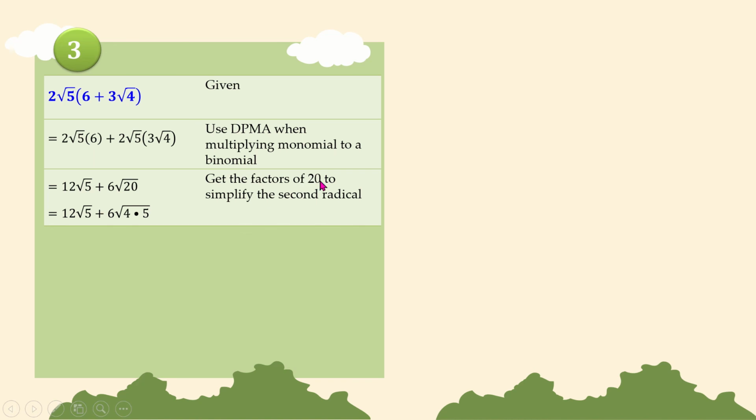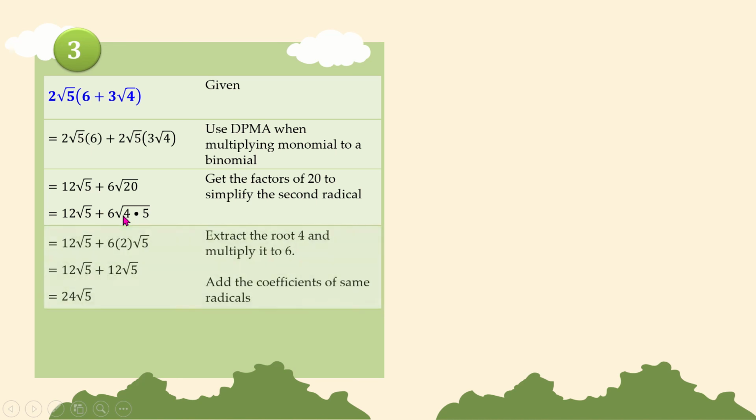We'll get the factors of 20 to simplify the second radical. This 20 is broken down as 4 times 5. Why? Because our index is 2, so we need to look for factors which have a perfect square, and that is 4. So next, we copy 12 square root of 5 plus 6. The square root of 4 is 2, which comes out. The square root of 5 remains.